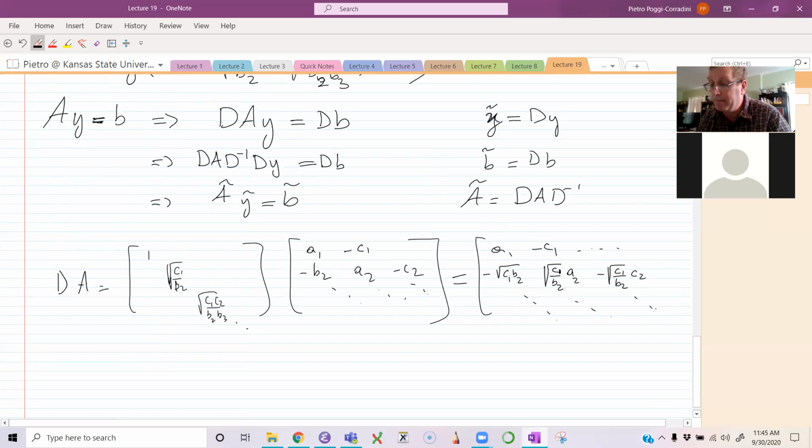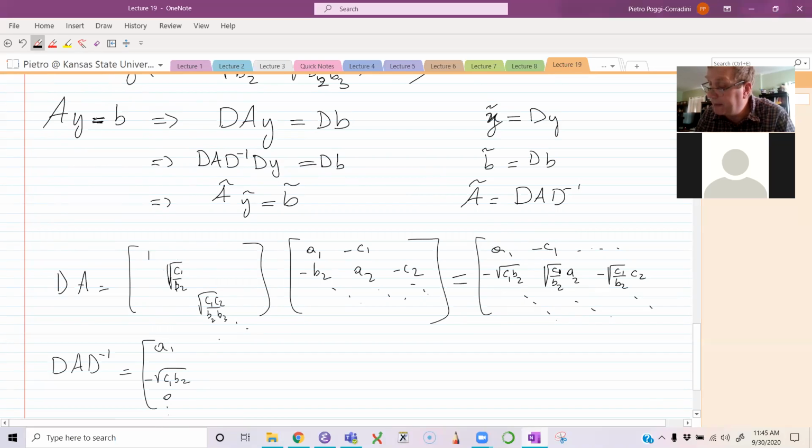Like that. And then when you multiply by the inverse of a diagonal, you just take the reciprocals of these things. But now these reciprocals are going to multiply the columns. So the first column is untouched, because it's multiplied by 1. The second column gets multiplied by the reciprocal, B2 over C1.